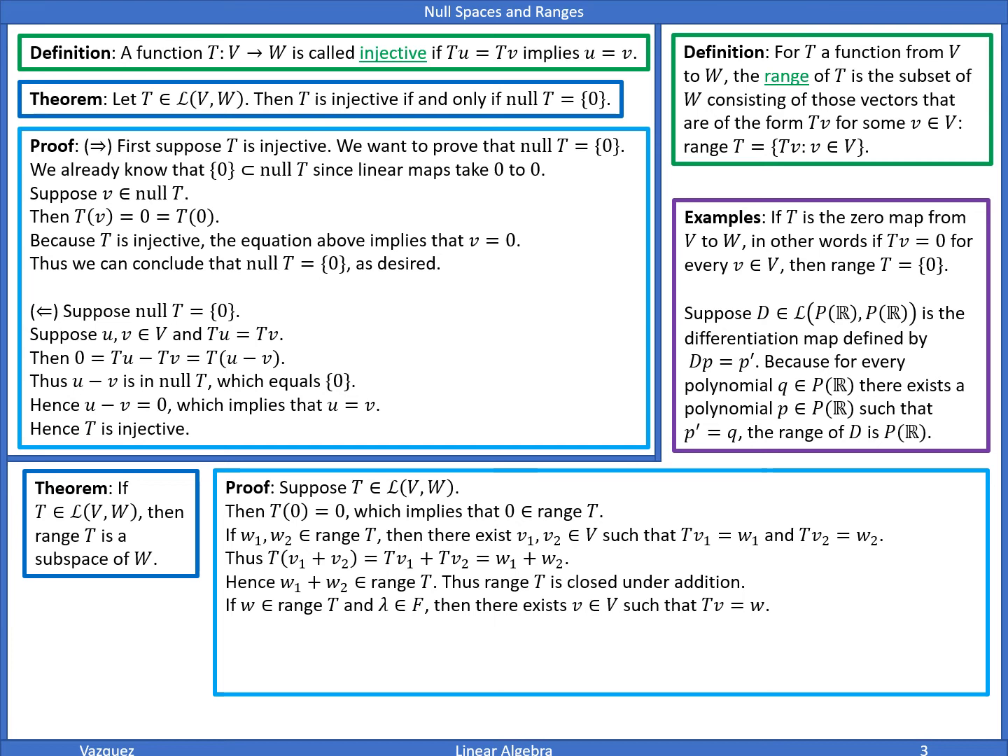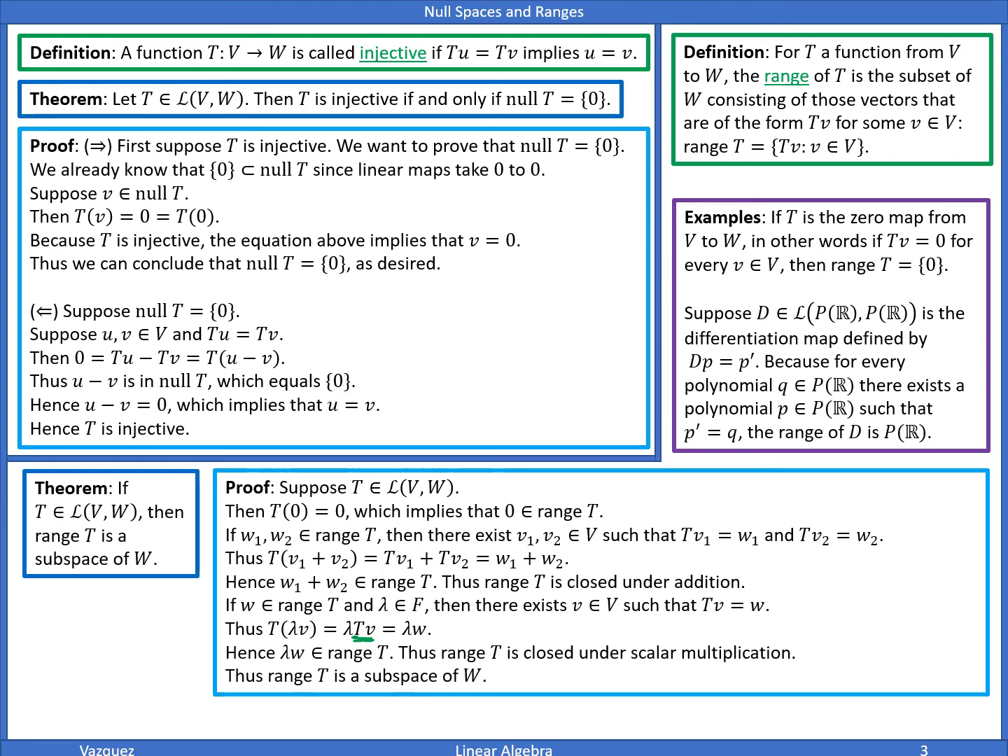And finally, we show that it's closed under scalar multiplication. If w is in the range of T and lambda is in F, then there exists a vector v in V such that the image of v is w. Therefore, T of lambda times v is equal to lambda times T of v, which, since v gets mapped to w, is lambda w. Therefore, lambda w is in the range of T, which shows that the range of T is closed under scalar multiplication. Thus, the range of T is a subspace of W.